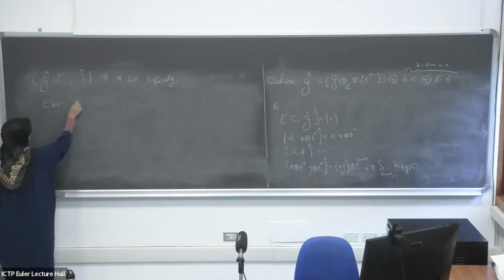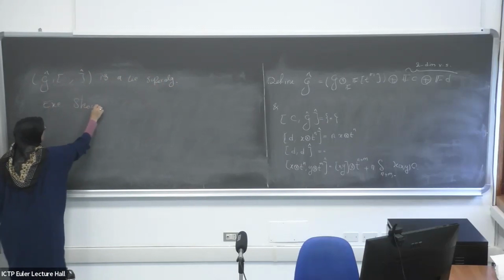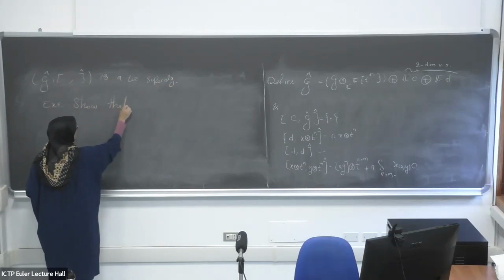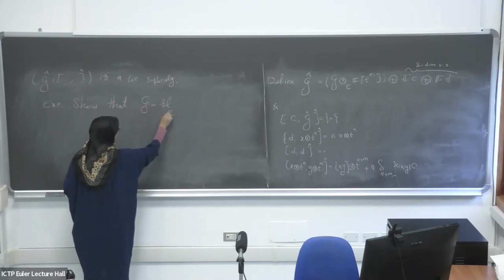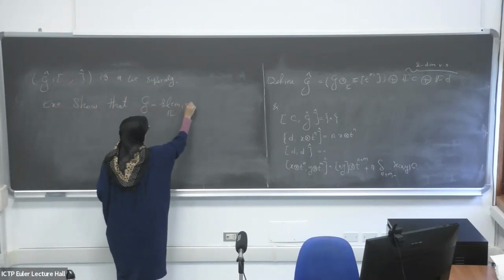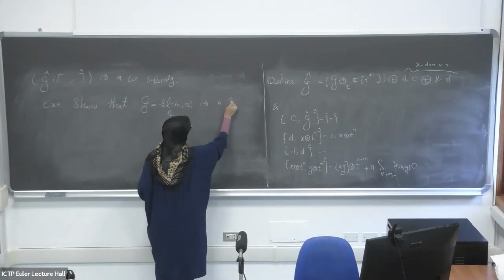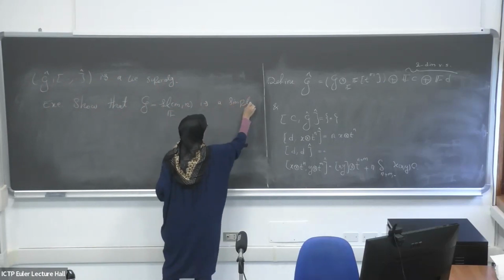As an exercise, show that G, which is SLFMN, is a simple Lie superalgebra.